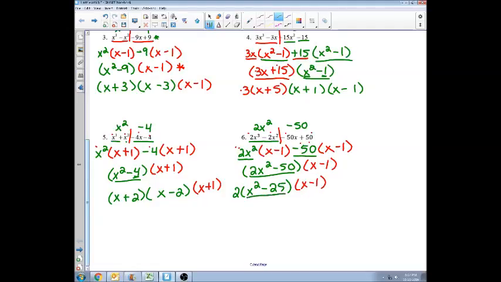Now, x squared minus 25. Again, we want to think difference of two squares. So I have 2 sets of parentheses. Is x squared a perfect square? Yes, it is. Square root would be x. Is 25 a perfect square? Yes, it is. Square root would be 5. Addition, subtraction. And don't forget about your x minus 1. All right. That is factoring by grouping.